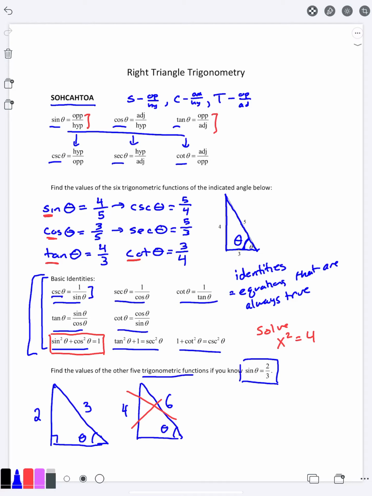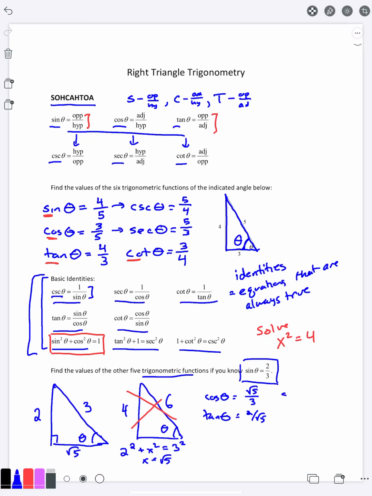And now the last thing we need to do is figure out the missing side on our triangle. By the Pythagorean theorem, we'd have, say, 2 squared plus x squared is 3 squared. And see, 9 minus 4, we're going to get a root 5 here, it looks like. And once we have all three sides, I can find the other trig functions. So cosine is adjacent over hypotenuse. Tangent is opposite over adjacent.